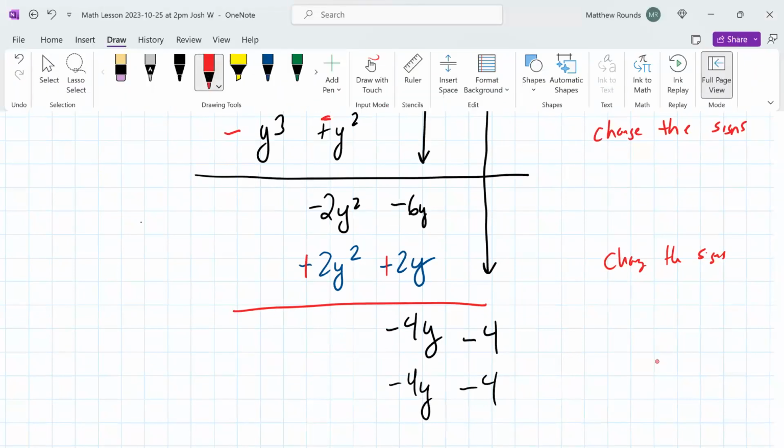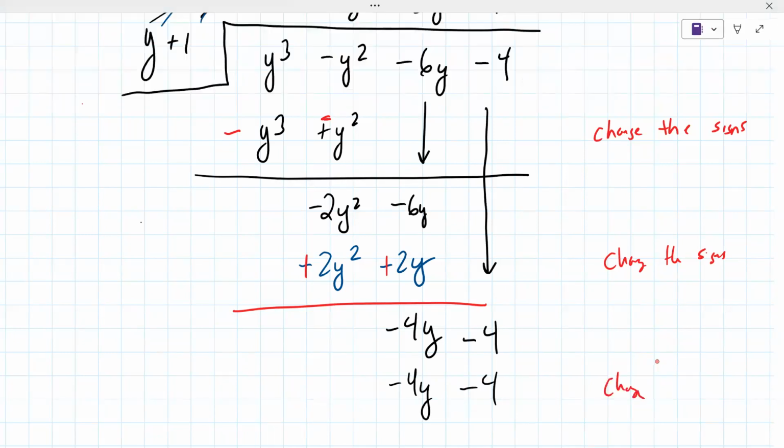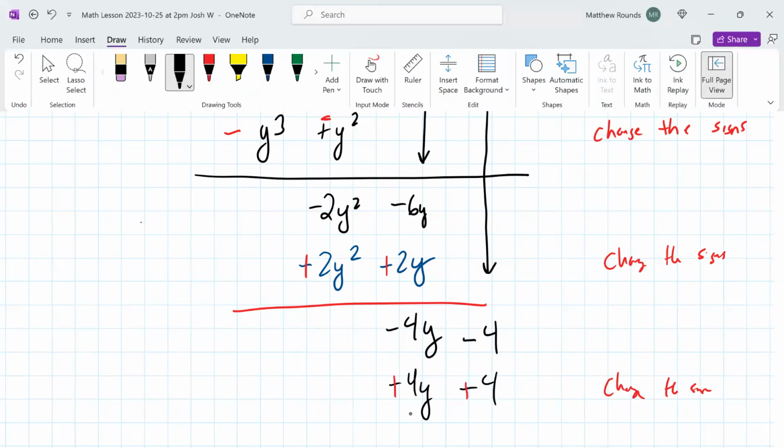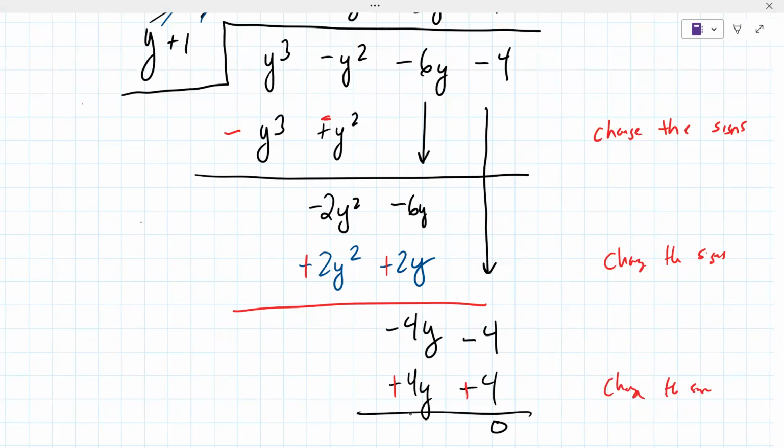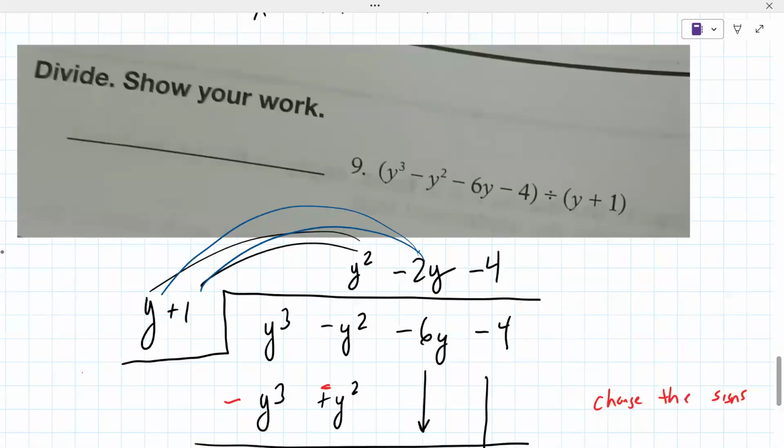But again, you have to change the signs. Plus. Zero. Zero, and both 0. So now that's good, that doesn't always happen, but that is. We got zero. So the answer though is up here.